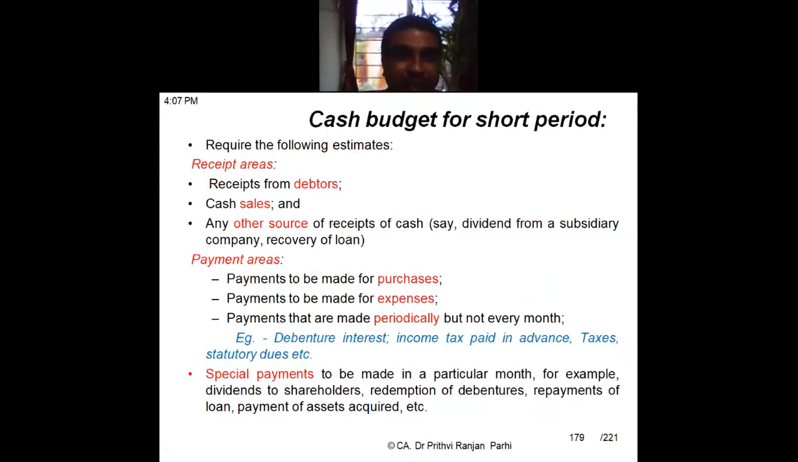And these are some areas of cash... Yeah, please repeat your question.